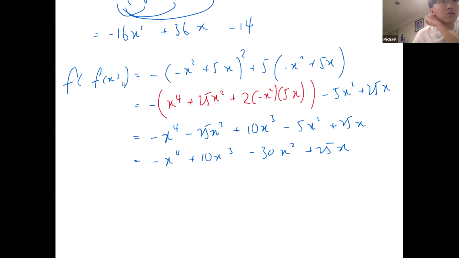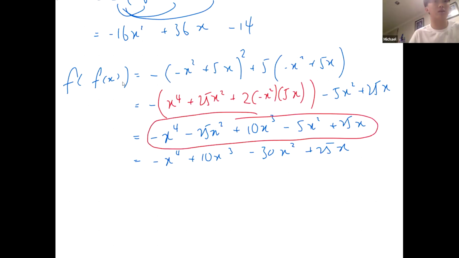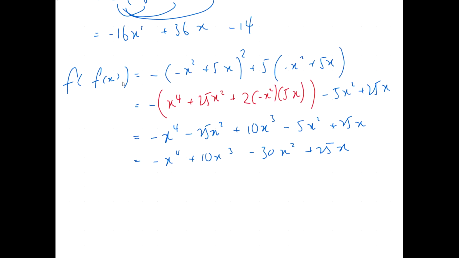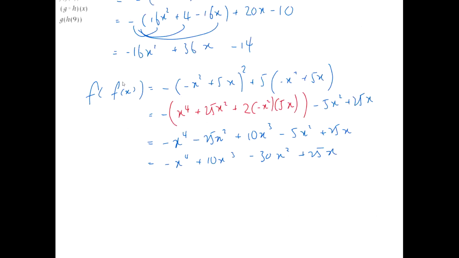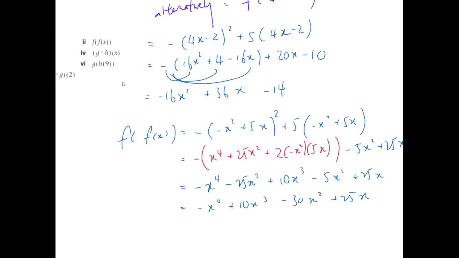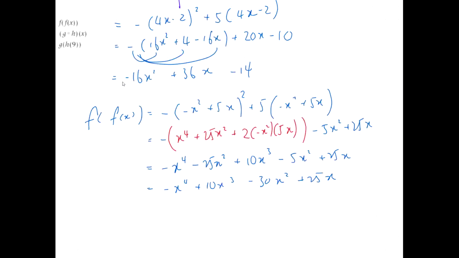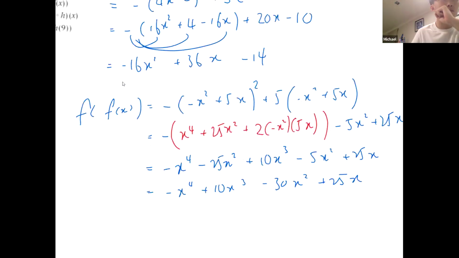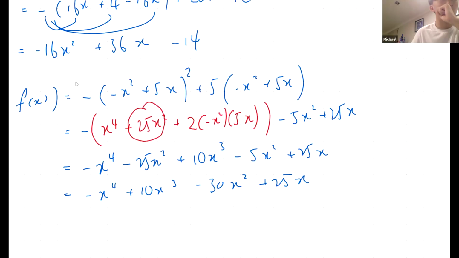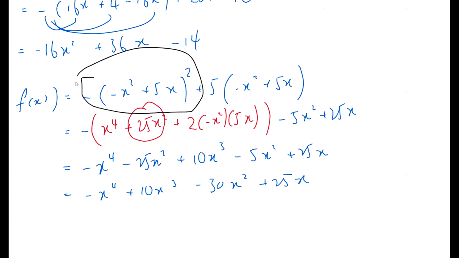So what did you get differently on this line here, Hannah? I got 25x plus 25x instead of 25x squared. I didn't get an x squared for this bit. For this bit?